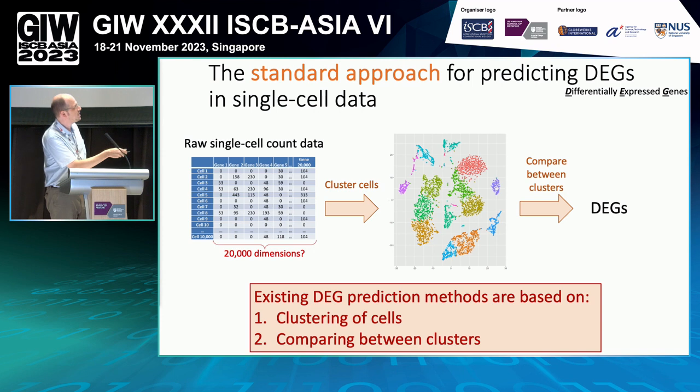So basically, we start with a large table, right? Every cell is a row, every gene is a column, and we do several processing steps, and we cluster the cells. We visualize them maybe in a 2D plot. Every color here is a different cluster. And then we compare between the clusters. So maybe this cluster versus all the others, and this cluster versus all the others. And we're trying to find genes that have a high expression in each cluster compared to the others, which would be our DEGs, or differentially expressed genes. So there are essentially two steps. First cluster, and then compare between the clusters.